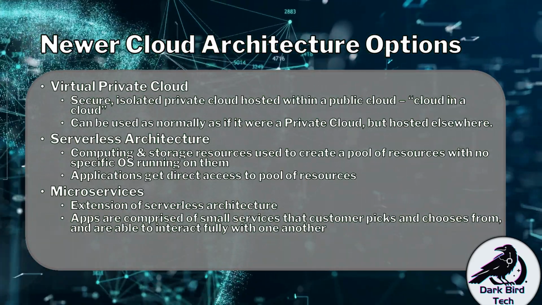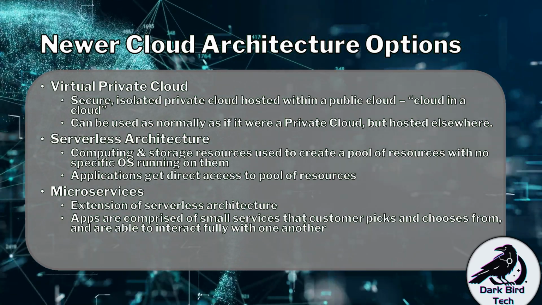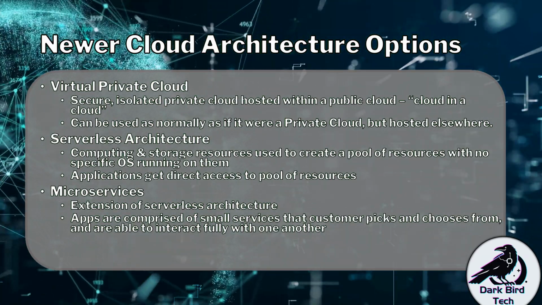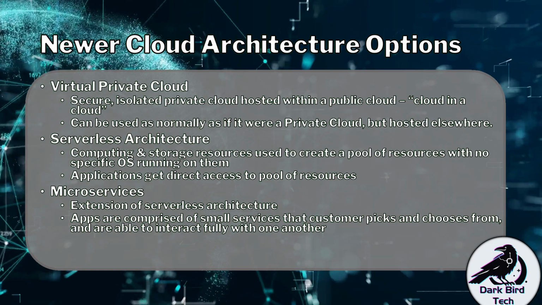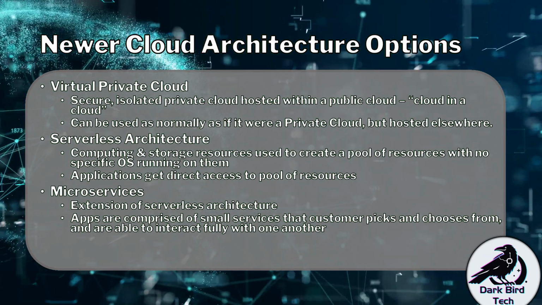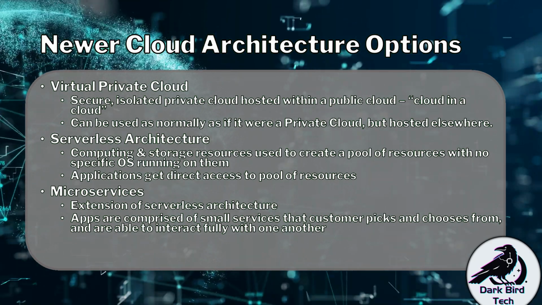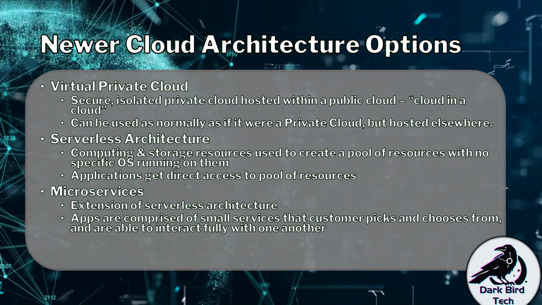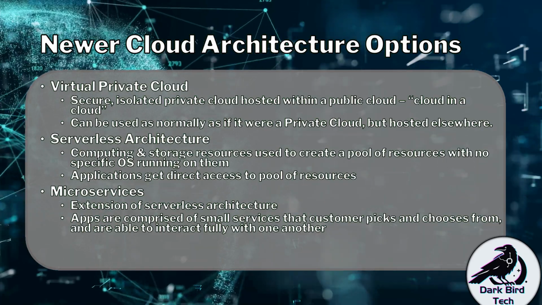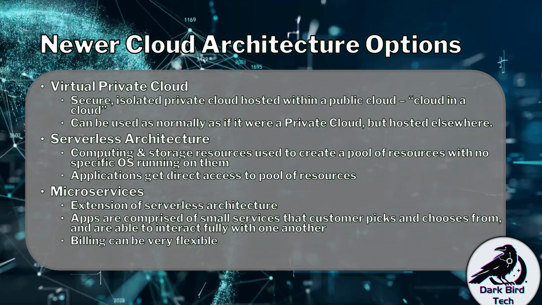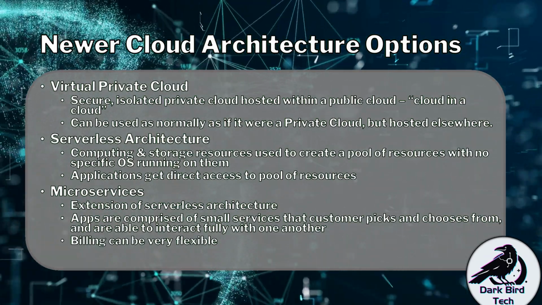So as a customer, I might say, ooh, I want email and I want instant messaging, but I don't want VoIP and I don't want video conferencing. I can pick those smaller services and have them work together and not pick the ones I don't want, which means I don't pay for something I'm not going to use, which is really cool. And this also means that my billing becomes very, very flexible.